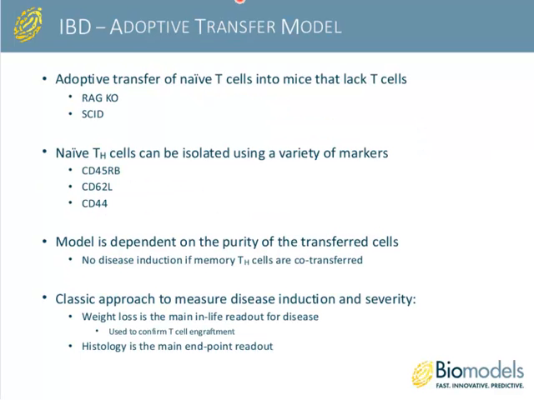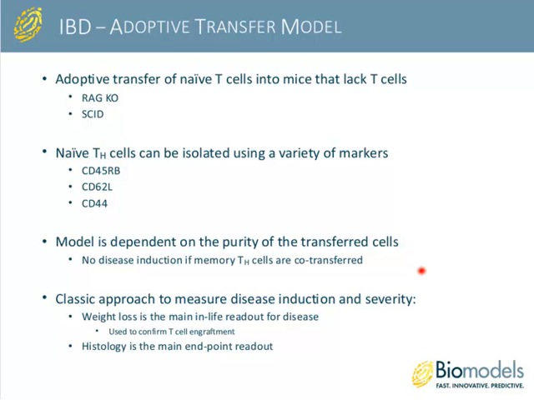The model itself involves the adoptive transfer of naive T cells into mice that lack T cells, so RAG knockouts or SCID mice. We use a RAG2 knockout as the recipient and a BALB/c as the donor, so it's a syngeneic graft. There's no GVHD. It's just the naive T cells going in and not being instructed to behave properly, basically. As I went over before, the naive T cells can be isolated using a variety of different markers. We focus on CD45RB high, CD44 low. You really do have to have a very pure cell prep to induce disease. If there are memory cells or Tregs in there, they'll inhibit disease formation.